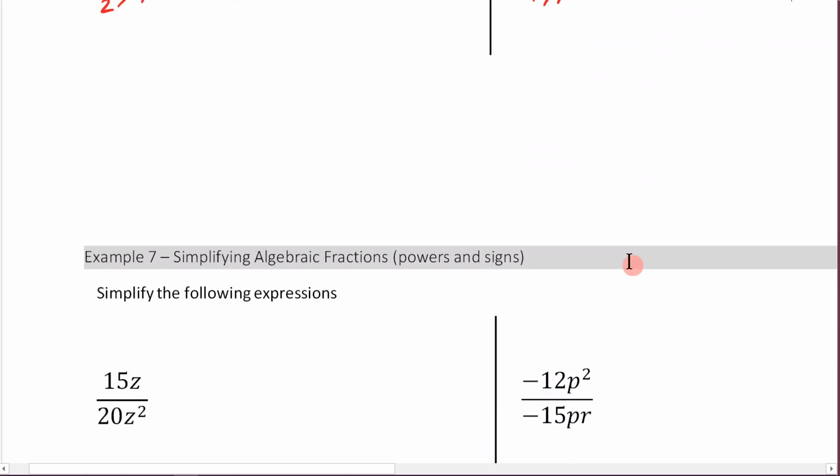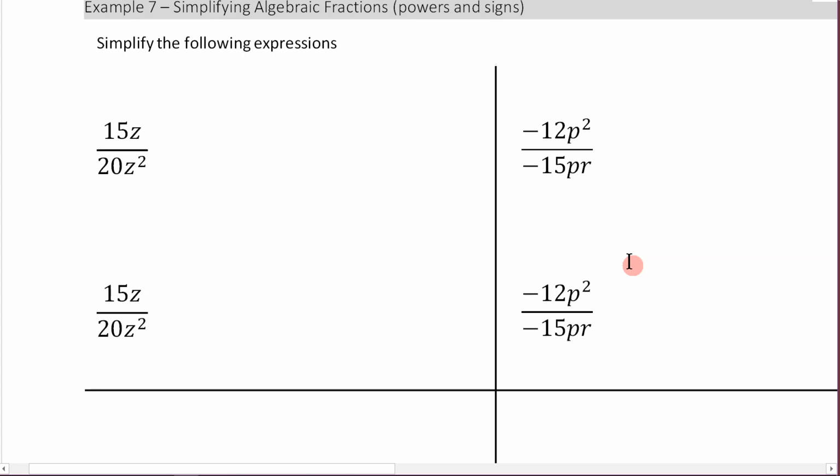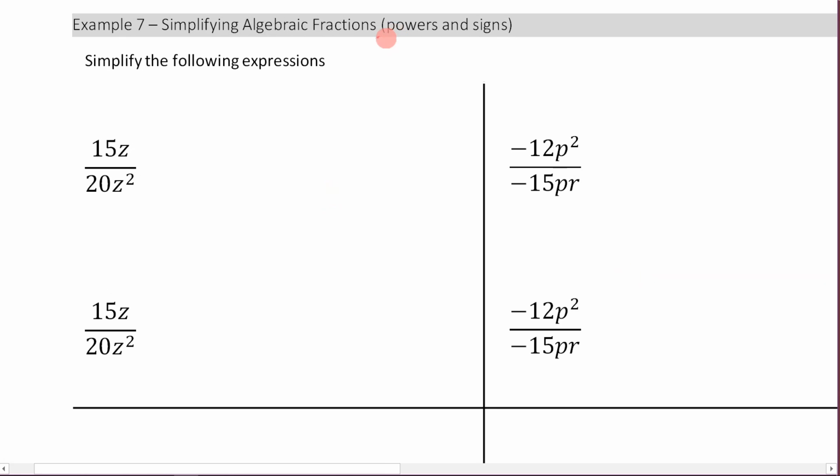Perfect. Let's keep on going now, and this is now the last page in which we're going to be talking about how powers and signs come into play. So it says simplify the following expressions, and I'm going to actually write this out the long way first. So this 15z over 20z squared could be written like this. It could be written as 3 times 5 times z. So I've broken up that 15 into 3 times 5, and this 20 could be written as 4 times 5. Now I've got a z squared here, so that would be written as z times z.